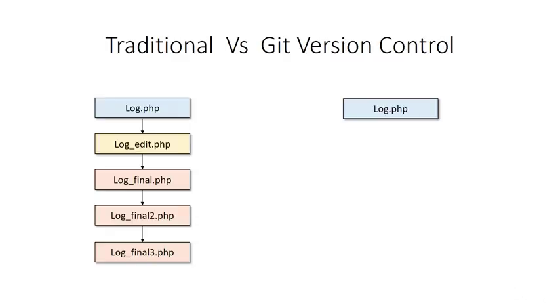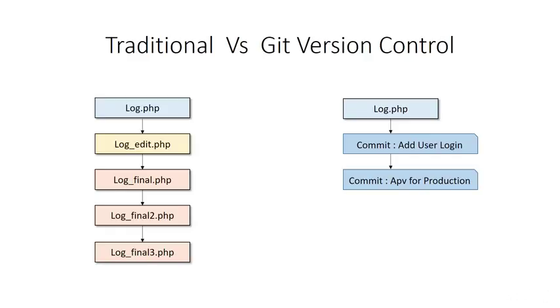It's very different with the Git version control. You start with the same file, log.php. After you add the new feature to it, you save it into the same file, but you put a commit message to it. Let's say that you add user login to it. You put the message to it. After that, when it gets approved for production, you still save it into the same file, log.php, but you put a commit message as approved for production. After you approve, somebody reports that there is a bug. You fix log.php, but you update the commit only. You don't change the file name. So it becomes commit bug fix 1.